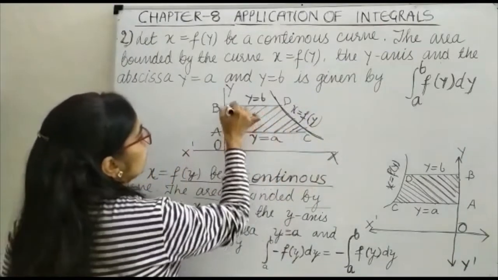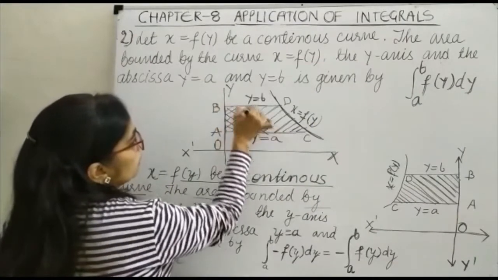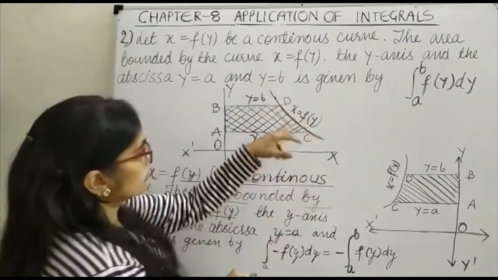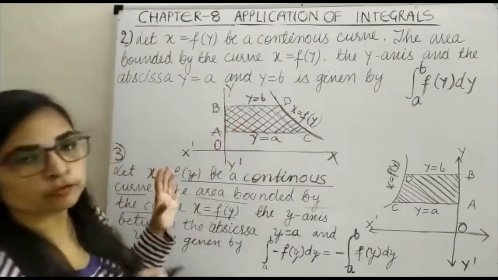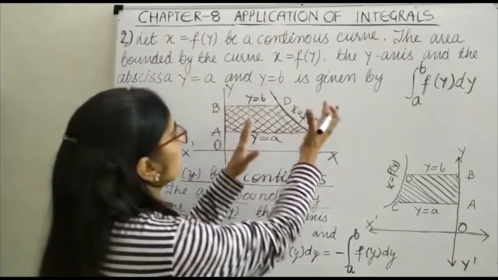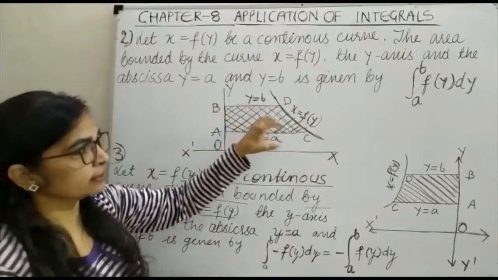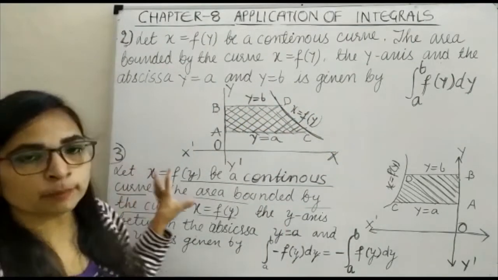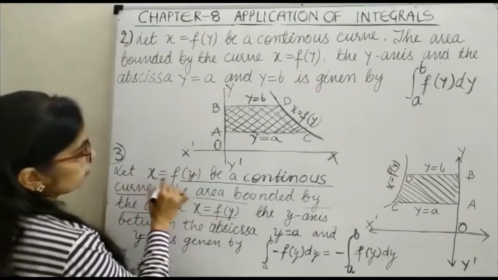You can see here, this is the area which we are to work out, that is x equals f(y), and y equals a, y equals b and the y-axis. Moreover, you can see that this is towards the right of the y-axis and that is why the positive sign is taken. When we move on to the third point, note 3, let us see here, x equals f(y).